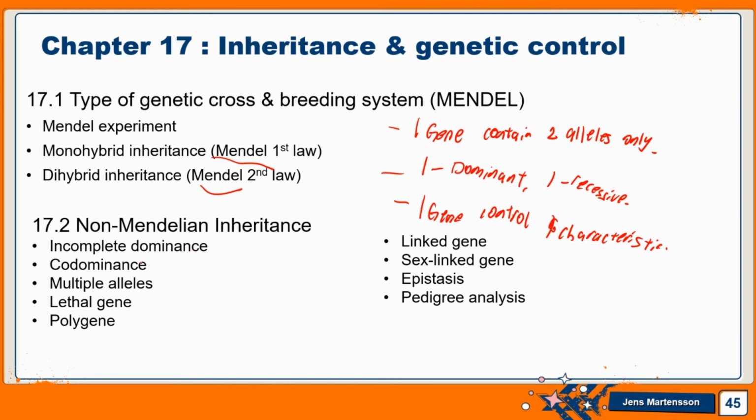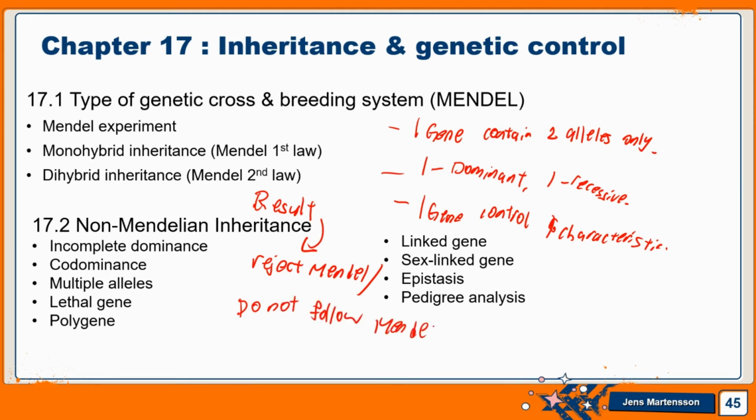Total 9: incomplete dominance, codominance, multiple alleles, lethal gene, polygene, linked gene, sex-linked gene, epistasis, and pedigree analysis. Wow, so many, really many. And why I say you will be confused between these 2 topics is that it will totally confuse you, because non-Mendelian inheritance is actually modified from the Mendel experiment. Totally modified from the Mendel experiment. It is just the result of rejecting Mendel, that is, not following Mendel. So that is why we say it is non-Mendelian inheritance.